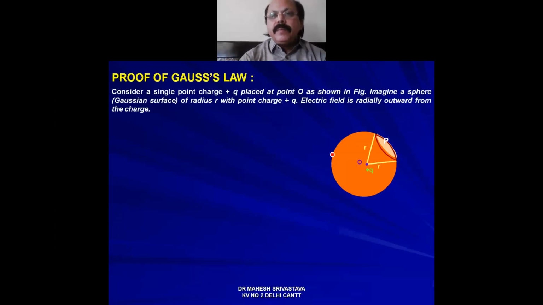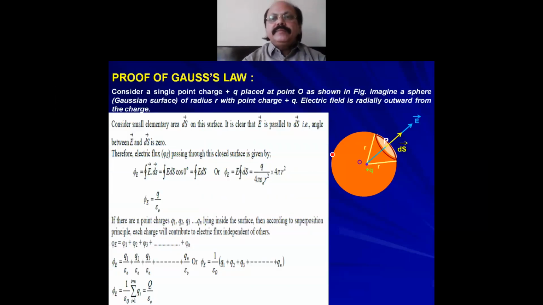Then you see here, on the surface of this Gaussian surface, we take a point P. At this point P, you consider that this plus q charge is placed at the center. Then due to this plus q charge, the direction of the electric field is radially outward.